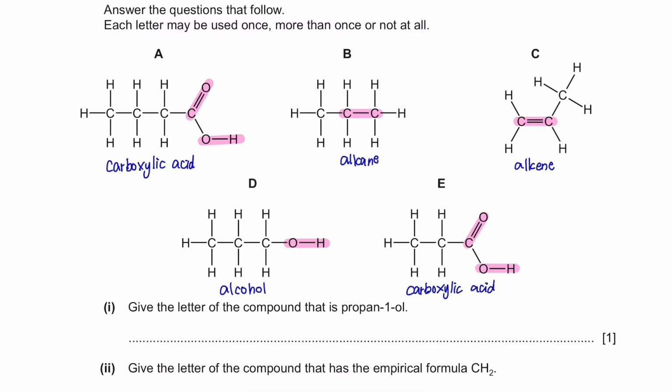Give the letter of the compound that is propan-1-ol. OL here means that it's an alcohol and we only have one alcohol. Also, prop here means there are 3 carbon atoms and compound D has 3 carbon atoms, so the answer is D.